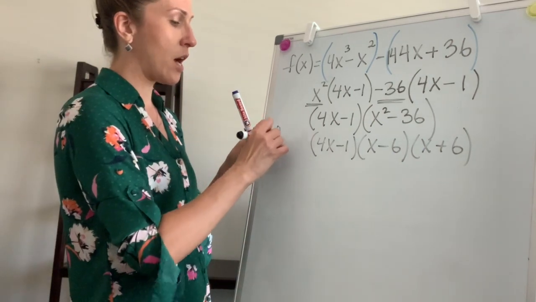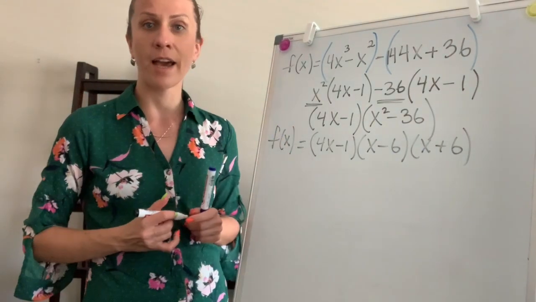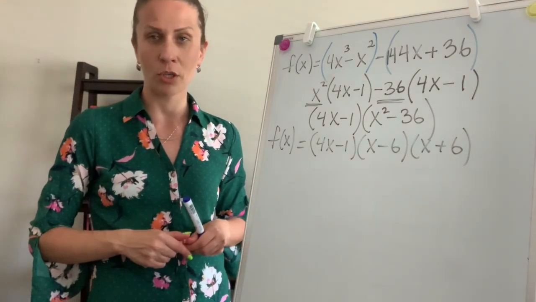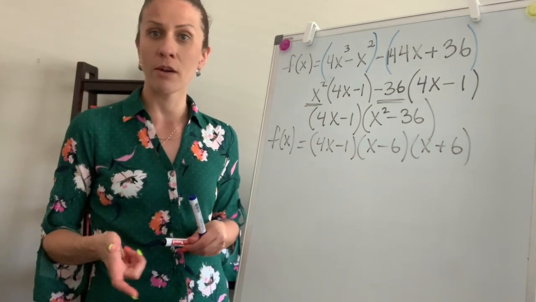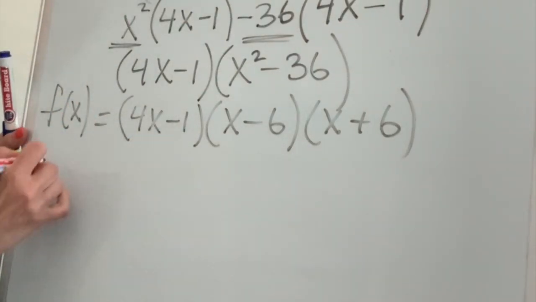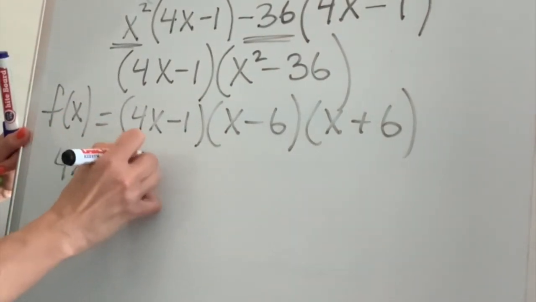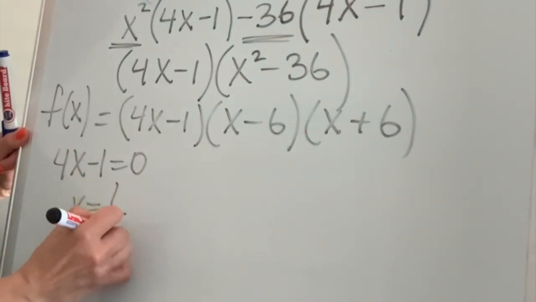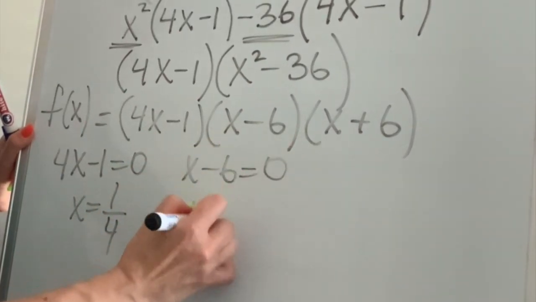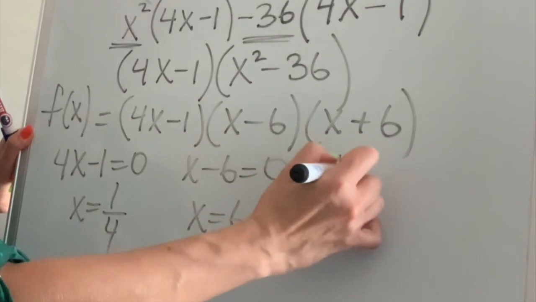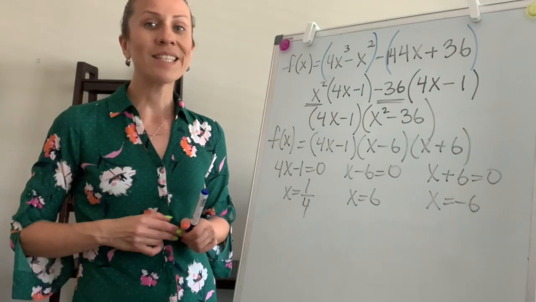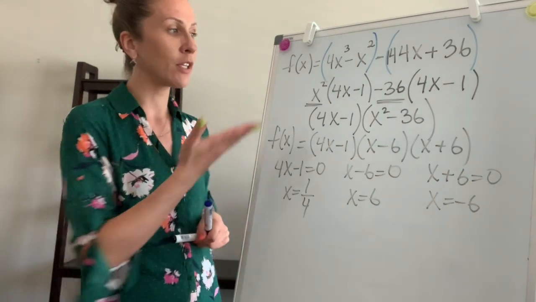Remember, this is now the factored form of our function f of x, and we factored it for the purpose of finding the zeros and then the multiplicity of each zero. To find the zeros, we take each factor and make it equal to 0, and then solve for x. So I'm going to take 4x minus 1 and make that equal to 0. This means x is positive 1/4. I'm going to take x minus 6 and make that equal to 0, which means x is 6. Finally, if I make x plus 6 equal 0, x will be negative 6. These numbers are the zeros of my polynomial function f of x.